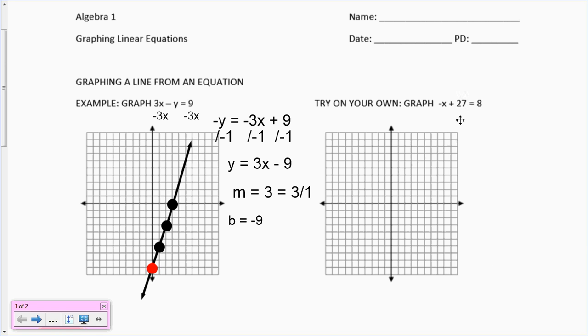Over here on try on your own, go ahead. This 7, though, should be a y, so please change that first. So it's negative x plus 2y equals 8. Go ahead and try this.